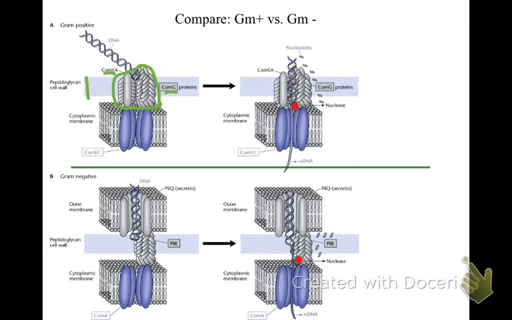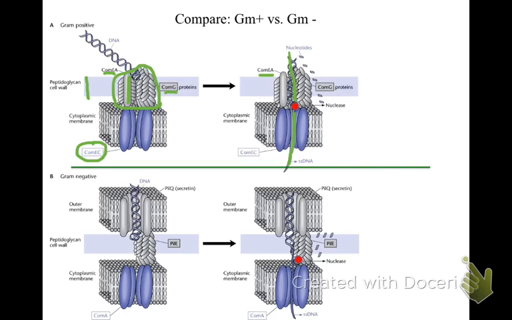ComEA is a double-stranded DNA binding protein, and there's a protein in the membrane, ComEC, and the double-stranded DNA shown here will enter after being recognized by ComEA. A nuclease, very important, will degrade one strand of DNA, and then the other strand of DNA will be taken into the cell.